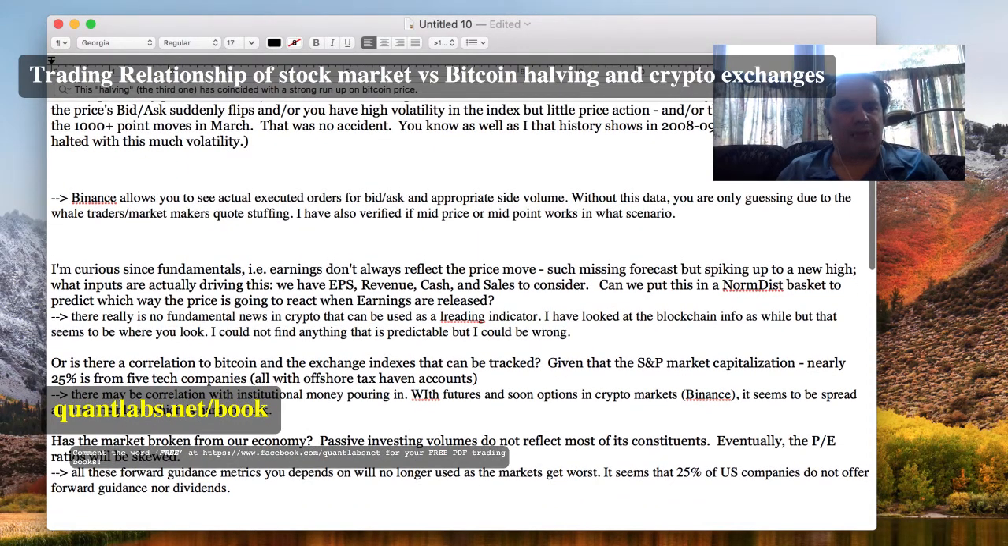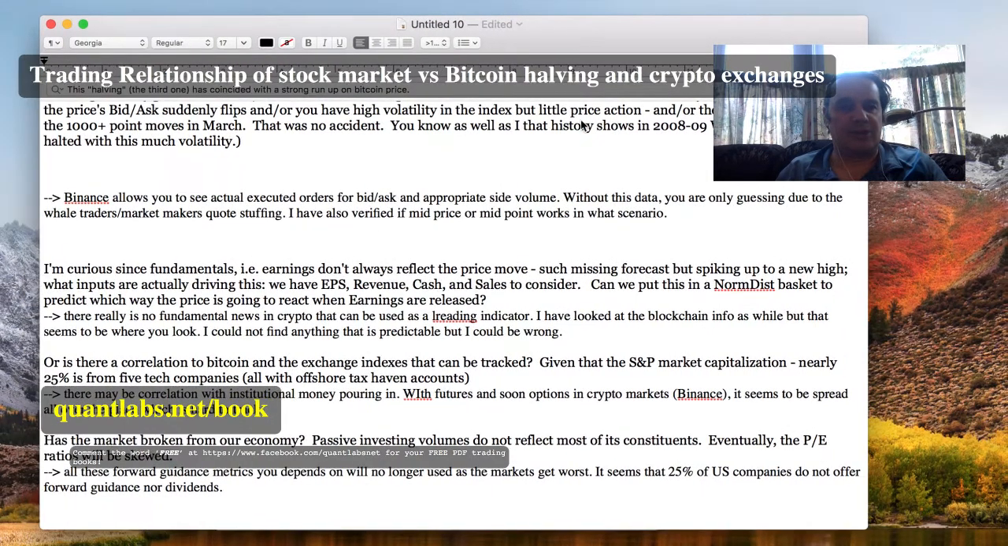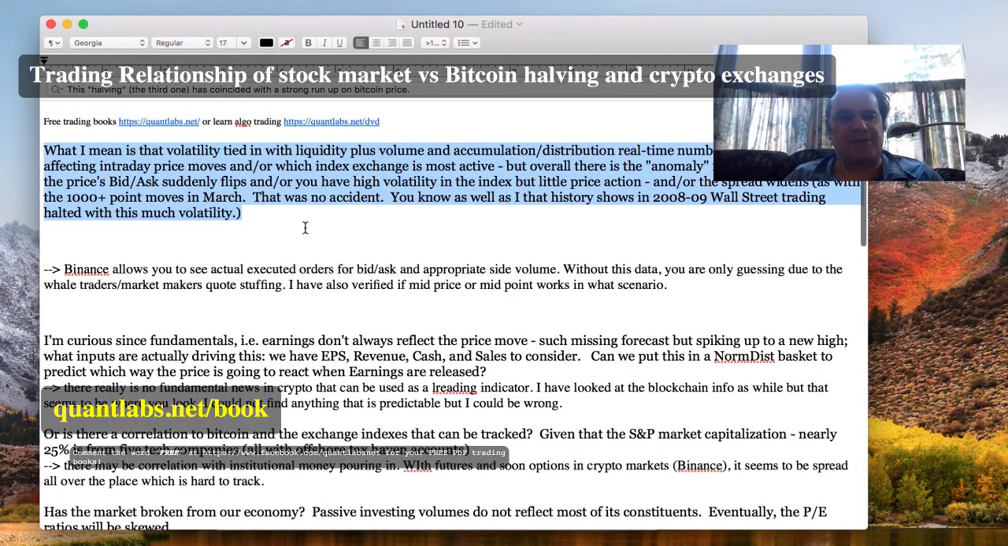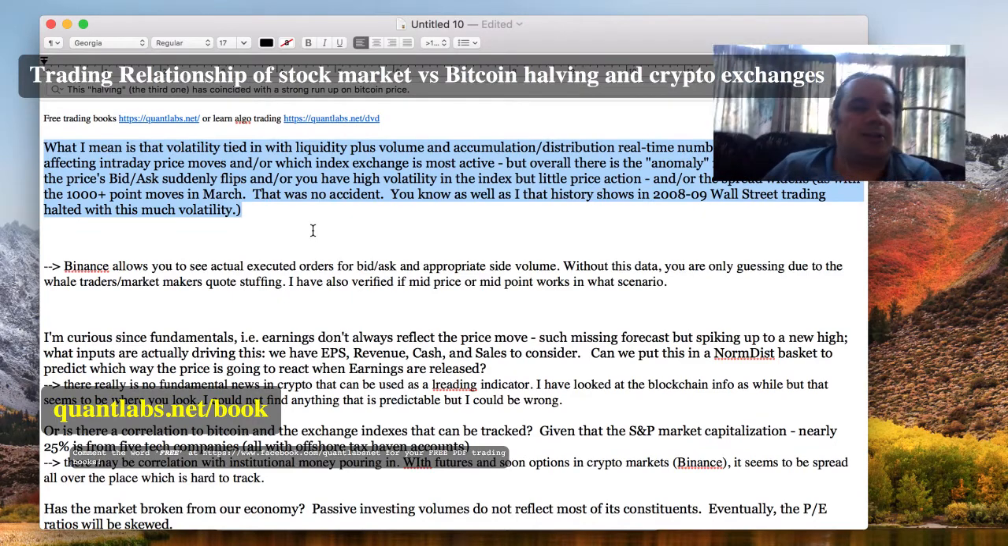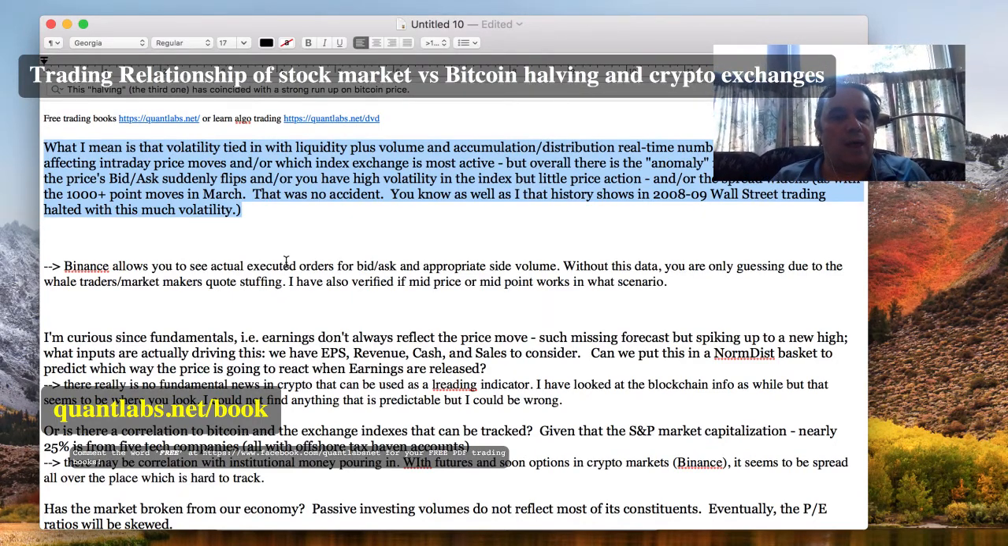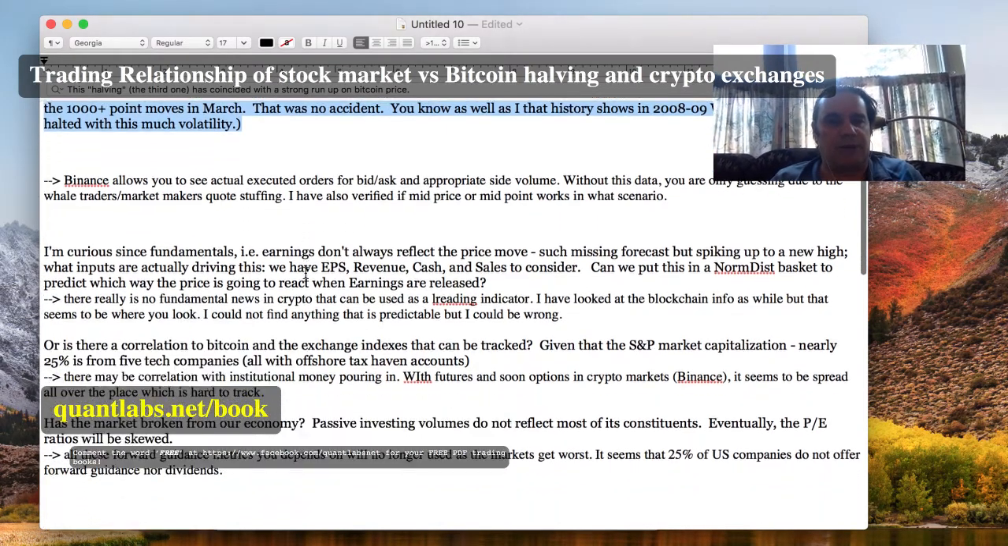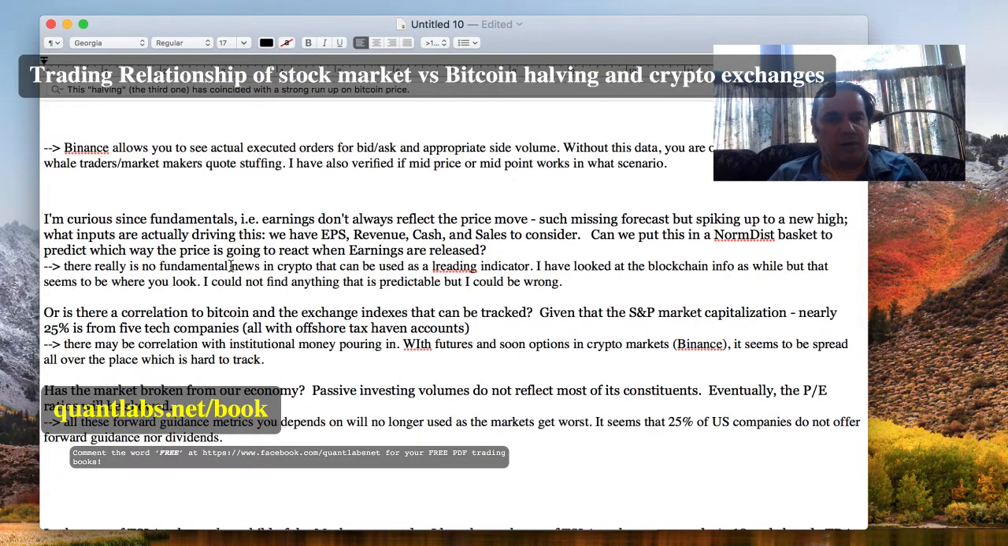volatility. So my response to that was Binance allows you to see actual executed orders for bid and ask and appropriate side volume, or long and short. Without this data, you're only guessing, due to the whale traders and market makers quote stuffing. I've also verified if mid-price or midpoint works in what scenario. So essentially what I'm saying here is when it comes to any commodity exchange like the CME, CBOE, and the large global stock exchanges, you will not get access to actual executed data, which is really important because that's what you want to watch. I put out a video on that.